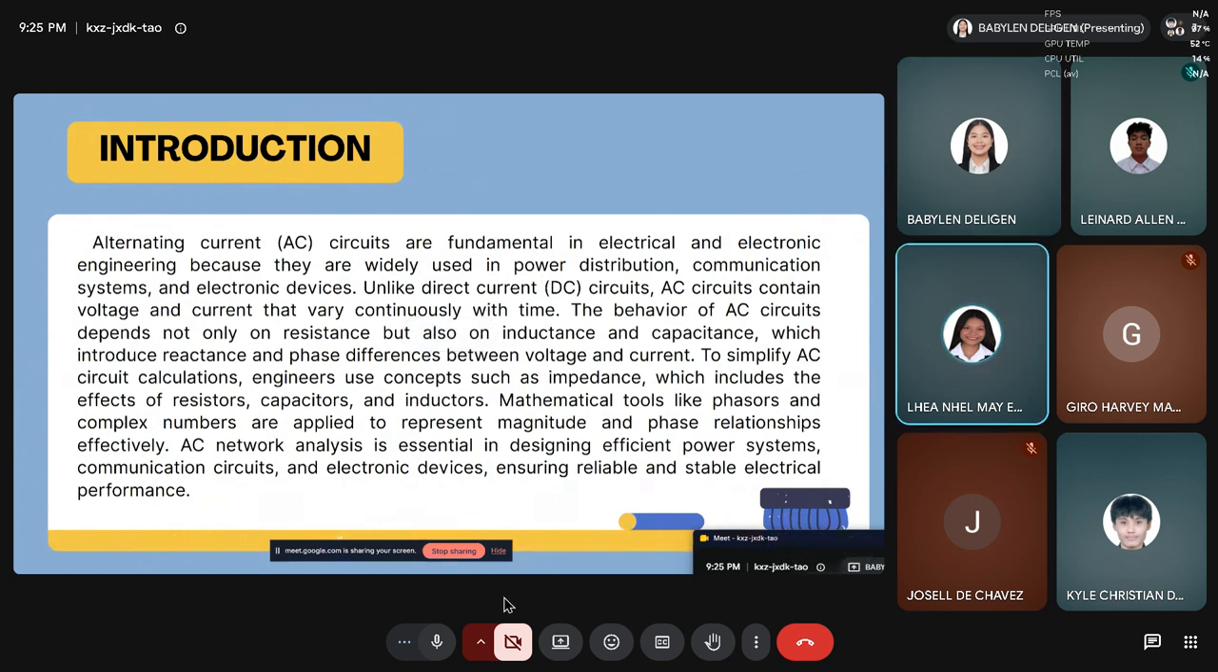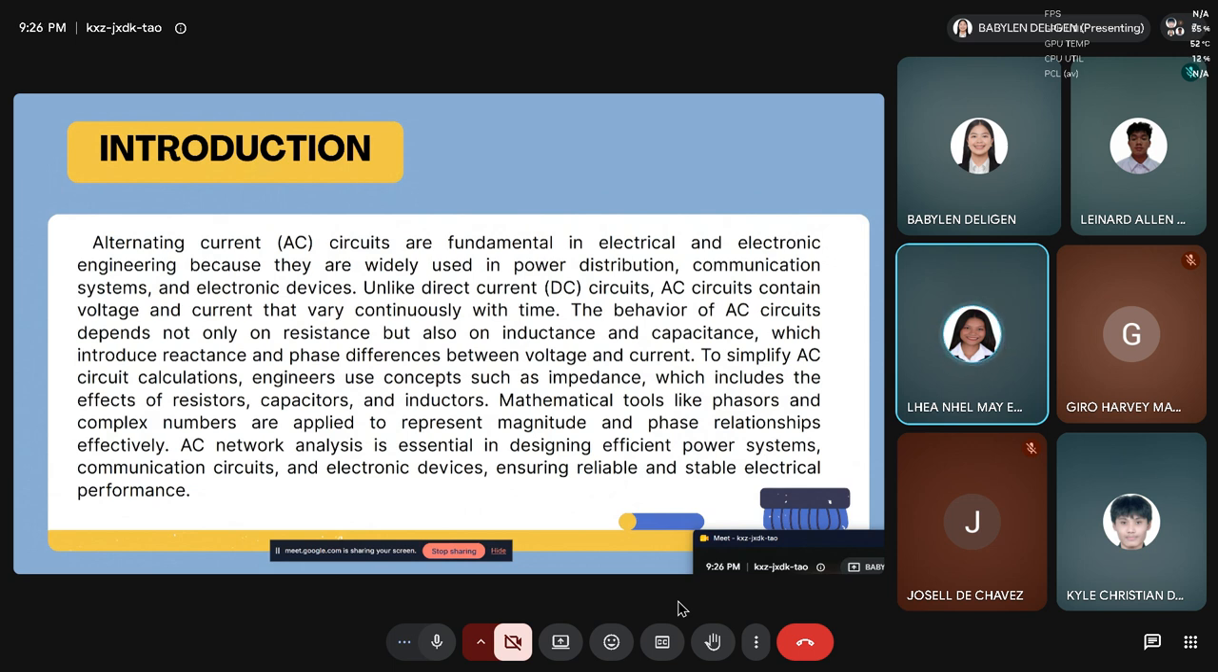Alternating current is fundamental in electrical and electronic engineering because it is used to power distribution, communication systems, and electronic devices. In AC circuits, voltage and current are continuously alternating. The behavior of AC circuits depends not only on resistance but also on inductance and capacitance, which introduces phase differences between voltage and current.